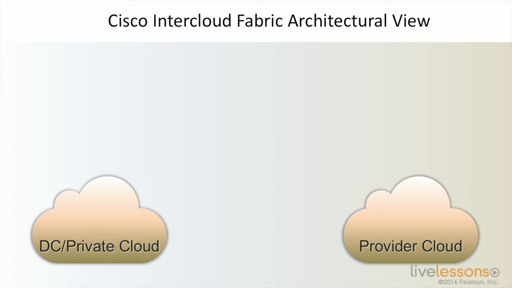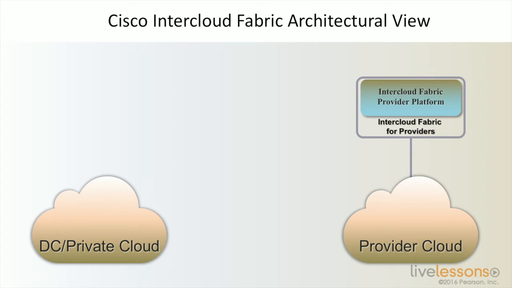So when we look at Intercloud Fabric and we're thinking about how it operates, it helps to have a good level set of the core components. So the deployment process of putting a new virtual machine into the cloud is something that requires a number of different things to work in concert. So here we've got our typical example of two clouds. I've got my private cloud on the left, and I've got my provider cloud on the right.